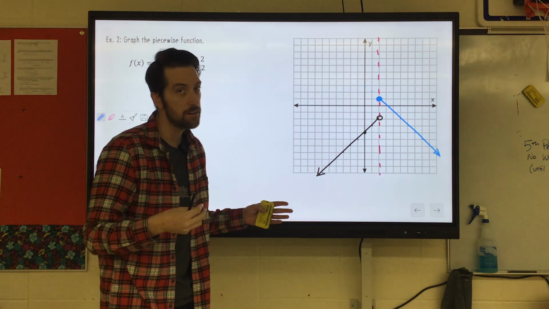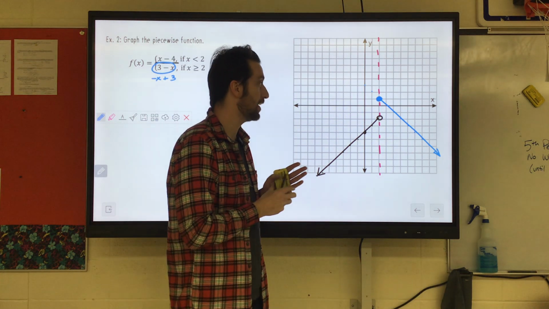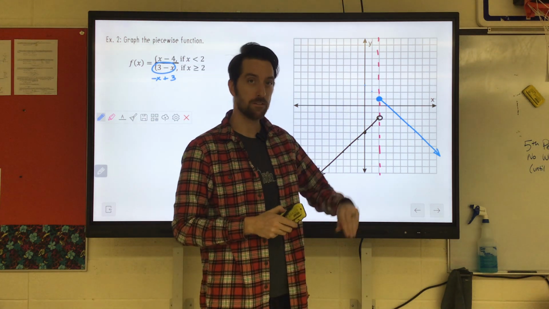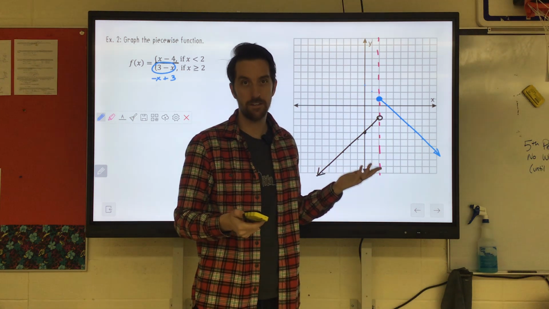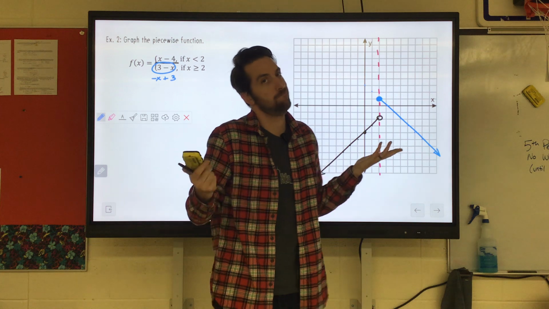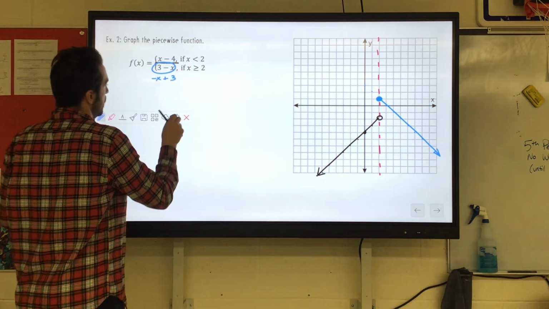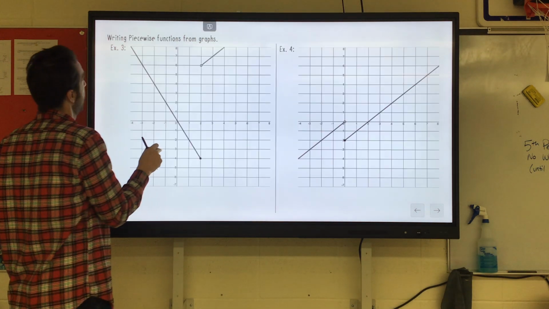If it was right on that border, if it was exactly x equals +2, does it belong with the black line or the blue line? Which one has the solid dot? The blue line. So there we go. There we go. Let's see what else we got.